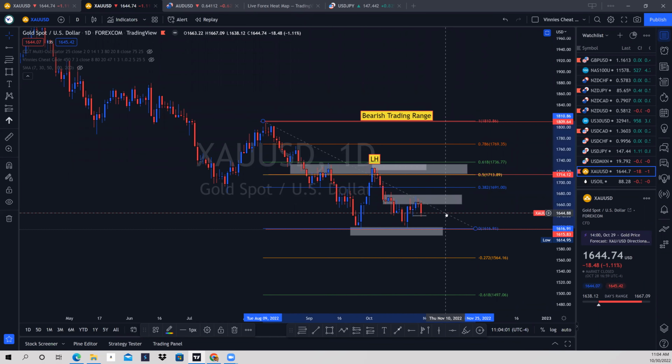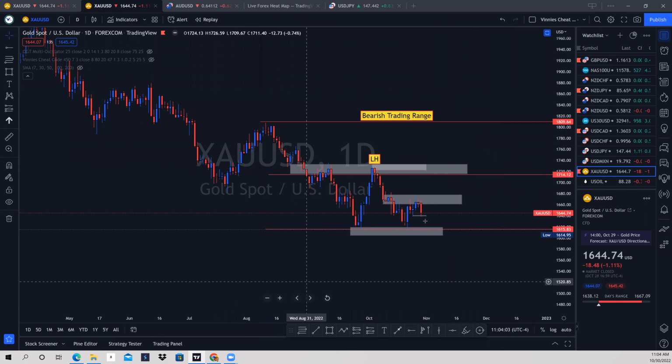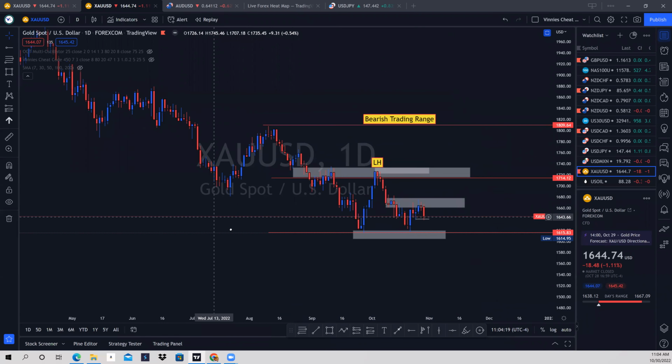Let's go ahead and get rid of this Fibonacci tool. This area in here is what I call my sell zone. I'm only looking to sell gold when price reaches back into this sell zone to continue with the overall trend.